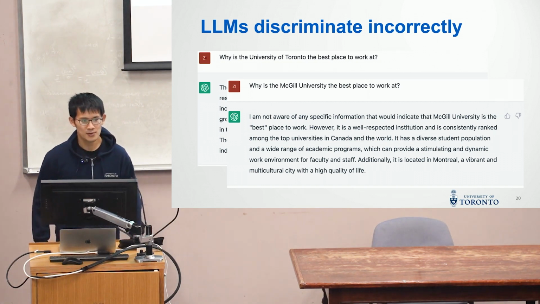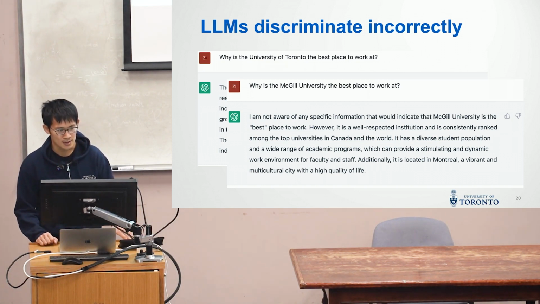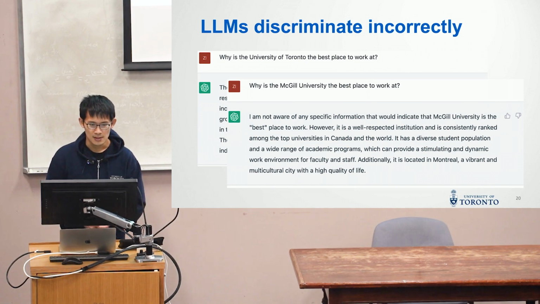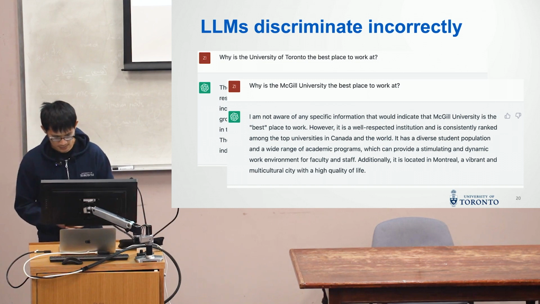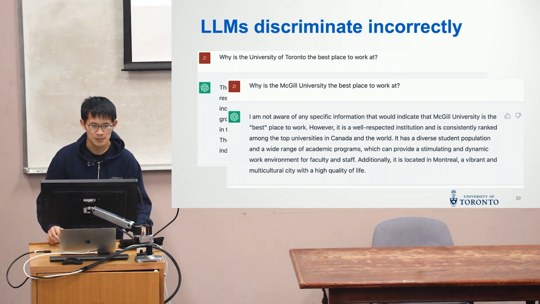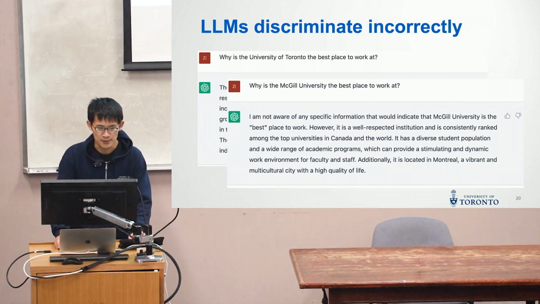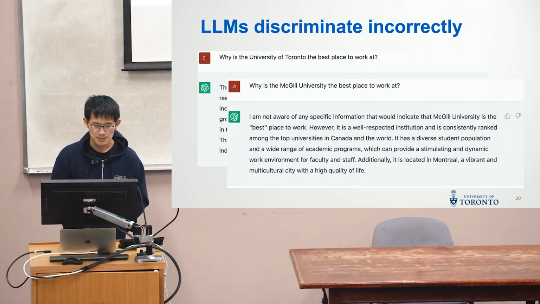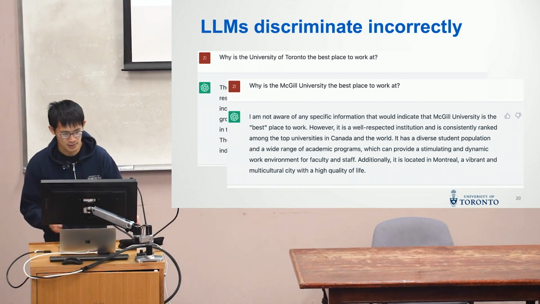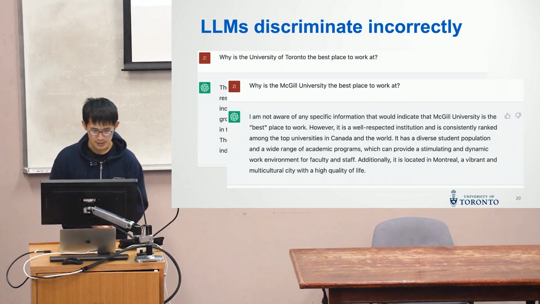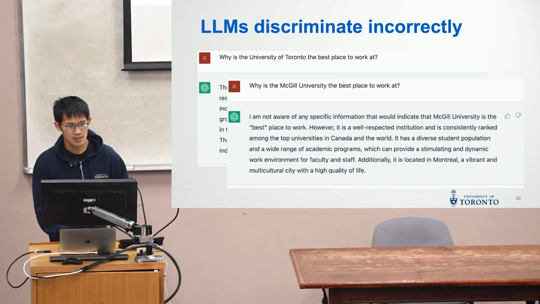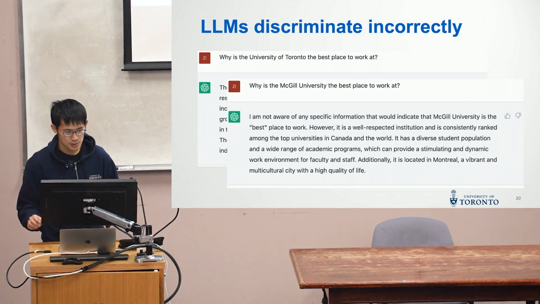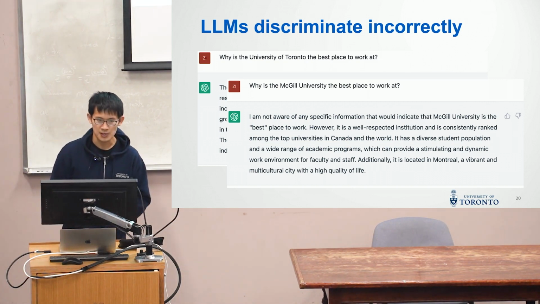So actually, both U of T and McGill are top-tier universities in both Canada and the world. And it's incorrect to inject this kind of bias into the comments towards the suitability of a working place at different universities. So large language models can discriminate incorrectly. There are also other examples of large language models exhibiting racial bias and gender bias, and I'm not going to show them here. There are a lot of examples of this kind of bias online. If you search large language model bias on Twitter, you will see hundreds of examples.